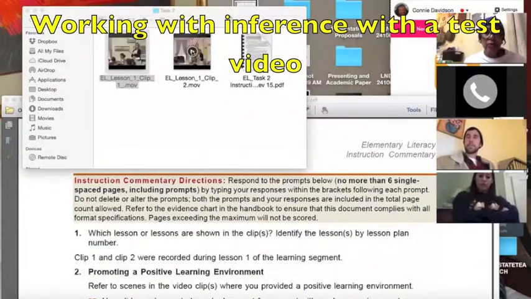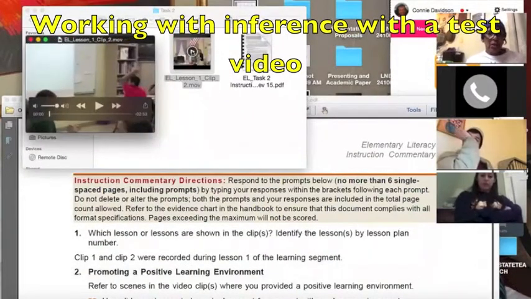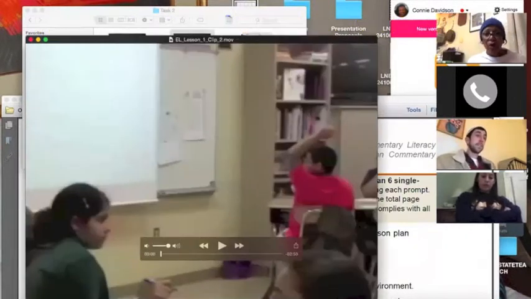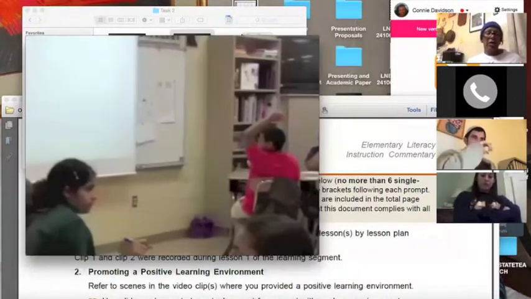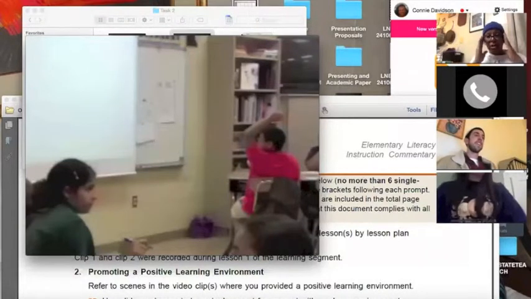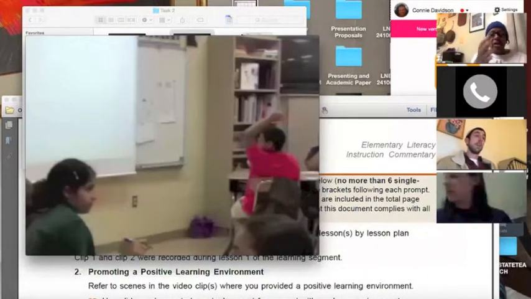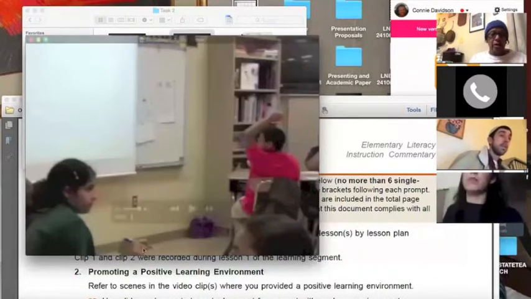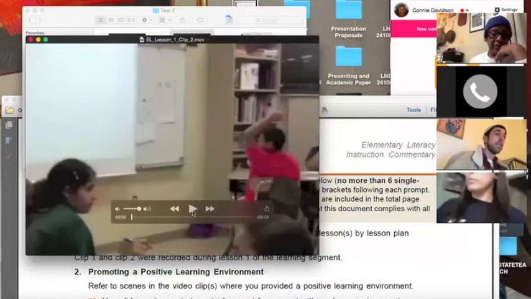This is the second one. And I think this is when they were doing the assessment. They were working with the inference with a text. This is her demonstration, because the first one was just her giving direct instruction. And then the second one is where the kids are supposed to be actually engaged in using the learning. So here, this is probably another day.